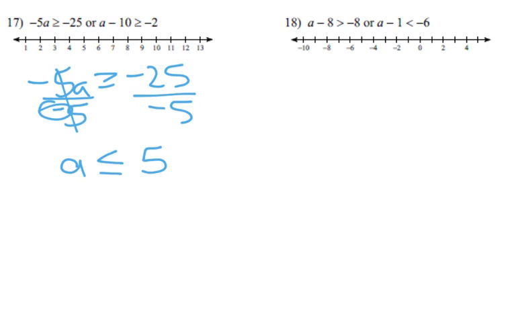So a is less than or equal to 5. We go to 5. It's less than or equal to, so we draw a filled-in circle. A is less than it, so we shade to the left.